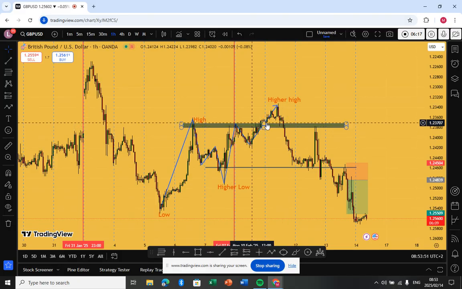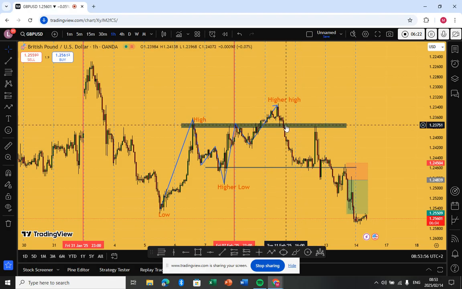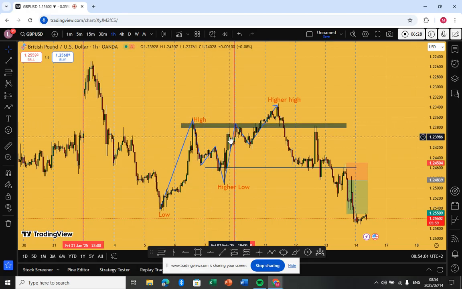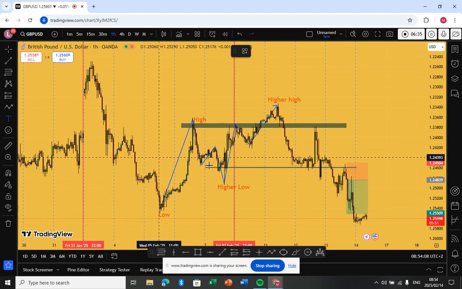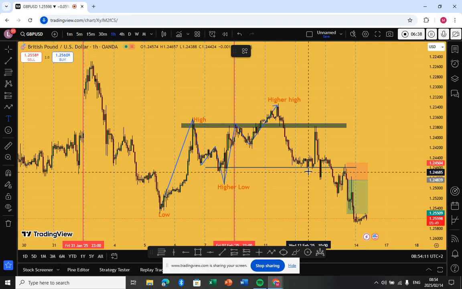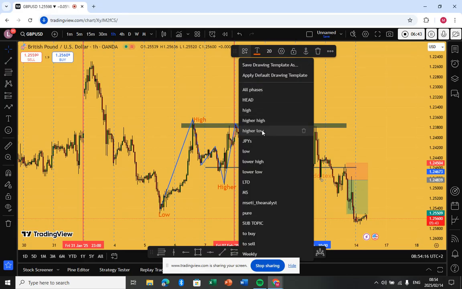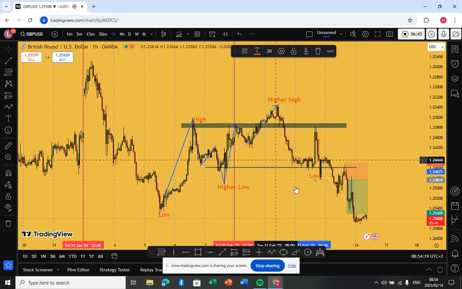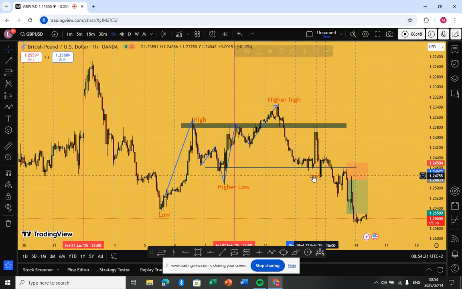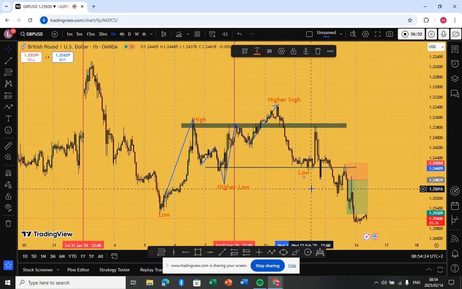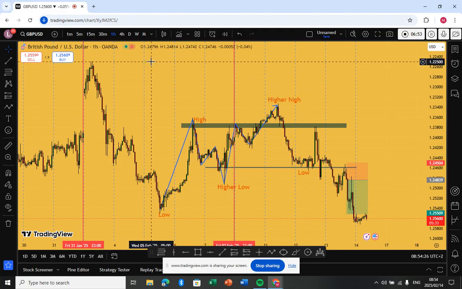Firstly, I want the market to be below this rectangle that I've drawn here, below this high. I want the market to play below it. Once the market does that, what I also need to see is for the market to create a low, and then break that low, before I'll think about taking any entry.